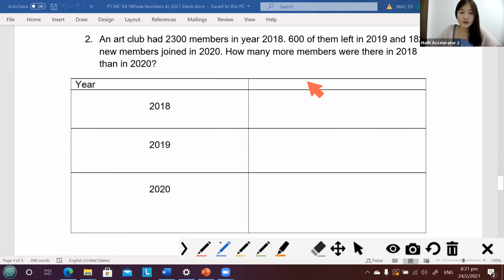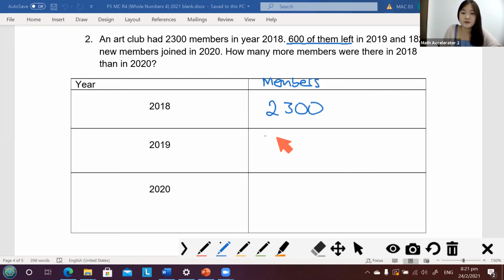Okay, so we're going to put it in a table. We have the year and we will have the members here. So in year 2018, it was at first 2,300. 600 of them left in 2019. Left, so we subtract away.